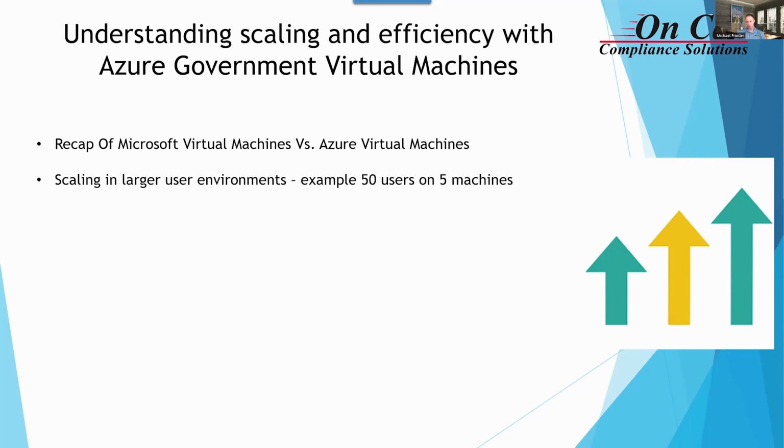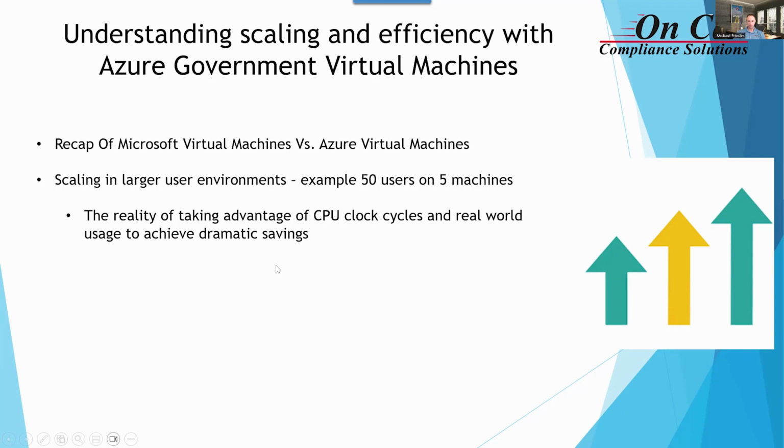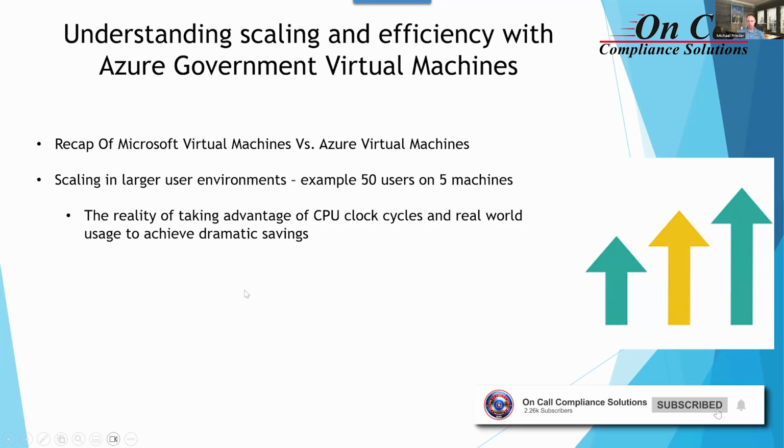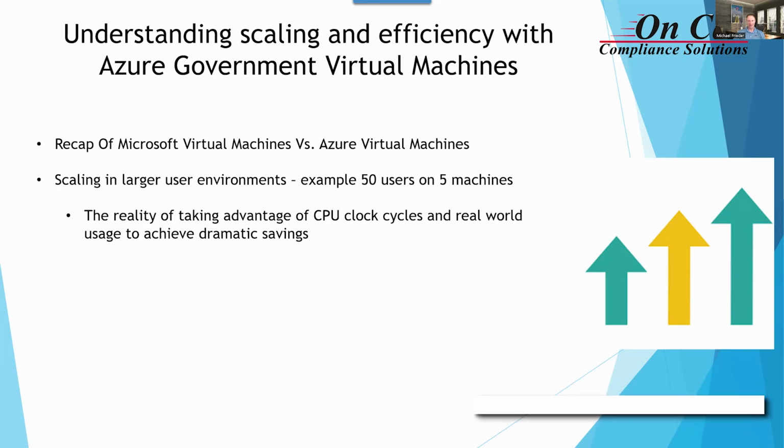Scaling in larger user environments. Examples of 50 users on 5 machines. We've talked about that quite a bit. Again, when it comes to being able to scale, I don't think there's any solution like this. You're just using the resources that you need. There are load balancers. There are all kinds of things to focus on efficiency that you get with this, and it's pretty incredible.